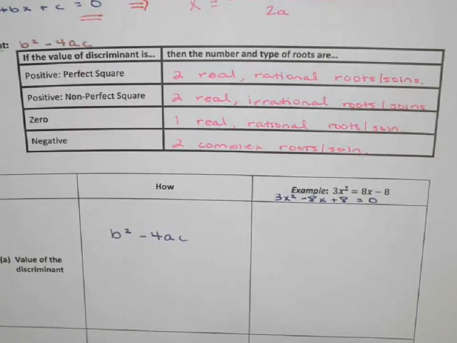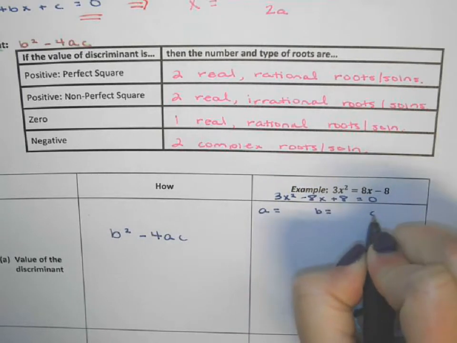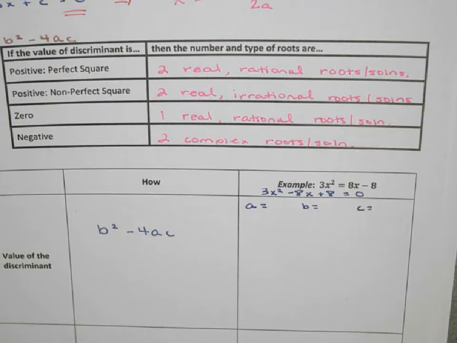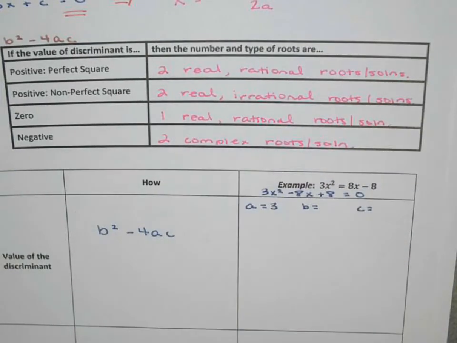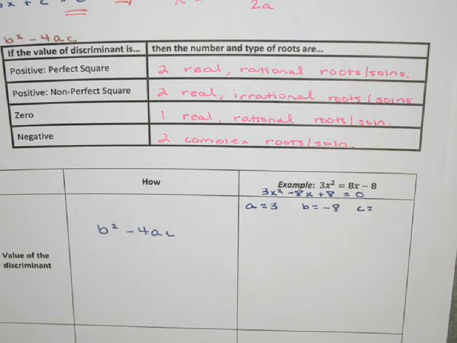And now that we have that, we can identify what is the a value, what is the b value, and what is the c value. That's your first step whenever you're using the quadratic formula. What is our a value going to be here? 3. What's our b value going to be? Negative 8.